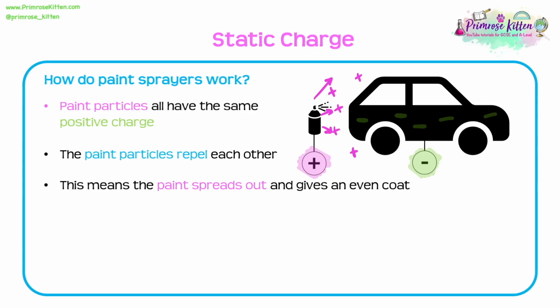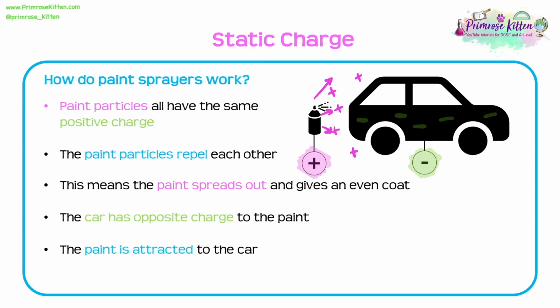Now we know that the car has an opposite charge to the paint. So these positively charged paint particles are going to be attracted to the car and of course repelled from each other. Now this means that we get a nice even coat of paint, and because of this attraction, even parts of the car that may not be obviously exposed to the paint will still get coated in paint due to the attraction between those positive paint particles and the negatively charged car.